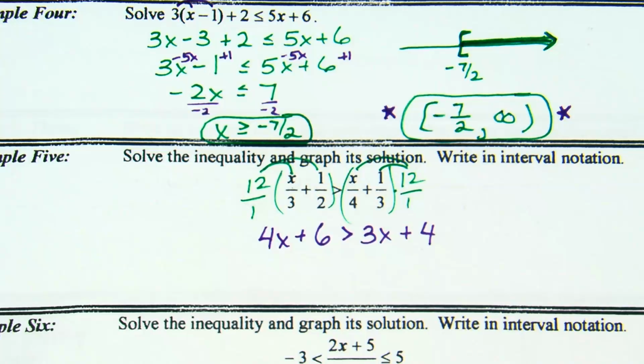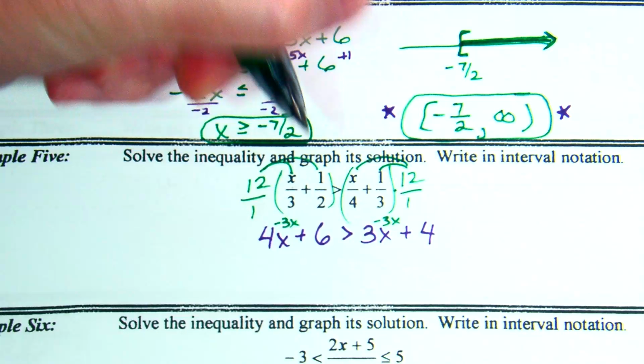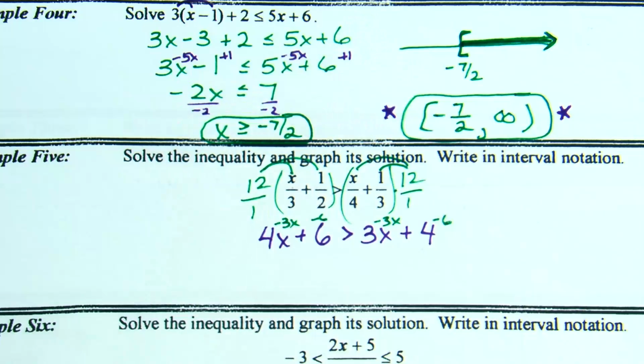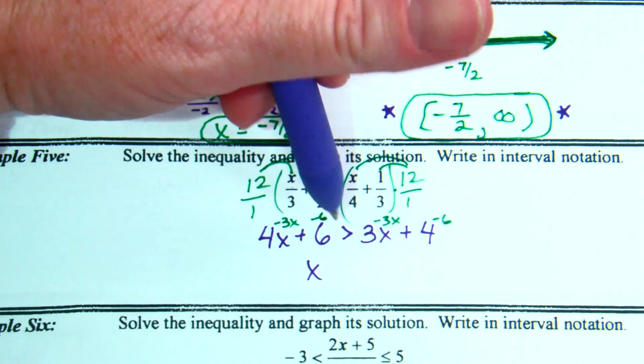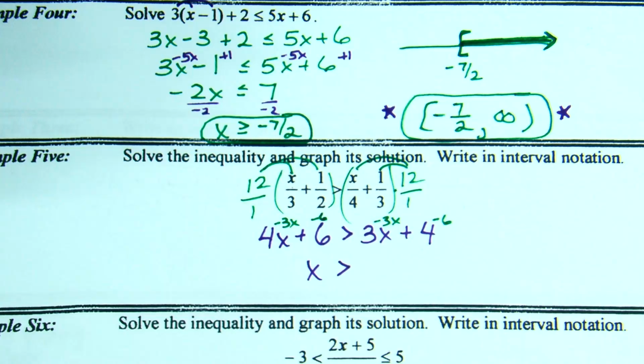What do I do to finish this up? I'm setting it up so I can move my variables to the left. So to move a positive 3x, I am subtracting 3x. And I'm moving my numbers or constants to the right. So my plus 6, I am subtracting 6. What do we have in that next line then? What'd you guys get? 4x minus 3x is x. 6 minus 6 cancels. Carry down greater than sign. 3x minus 3x cancels. And 4 minus 6 is negative 2.